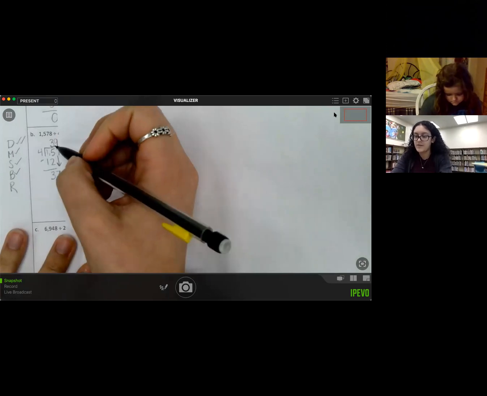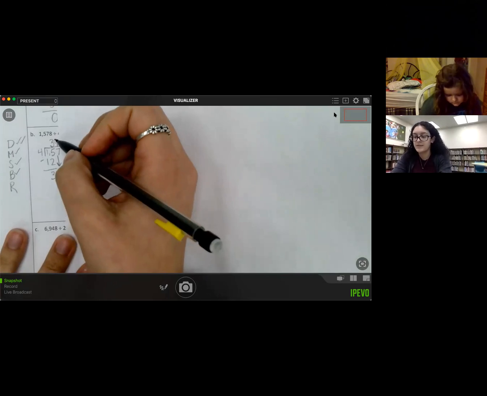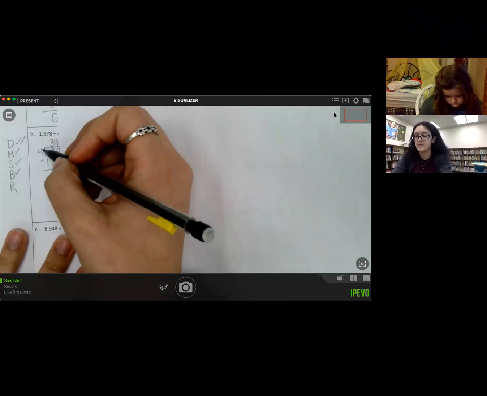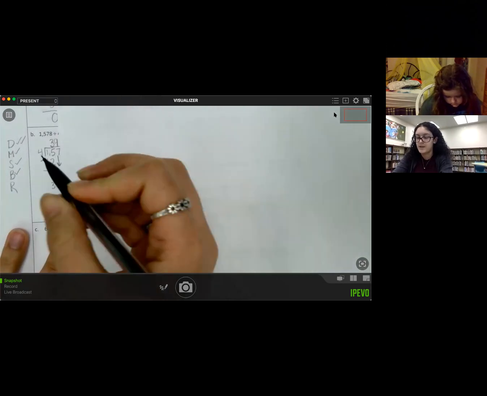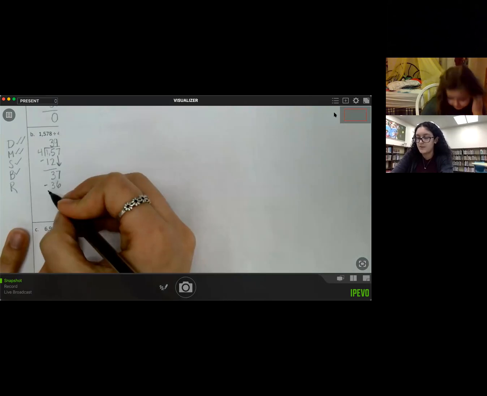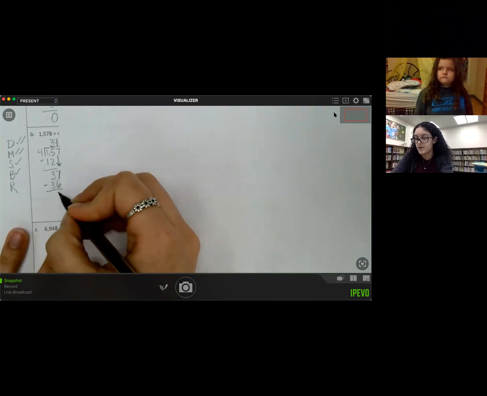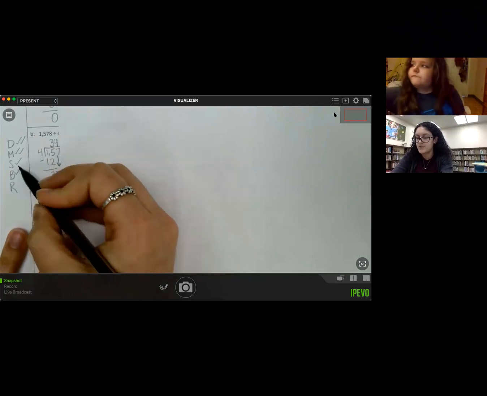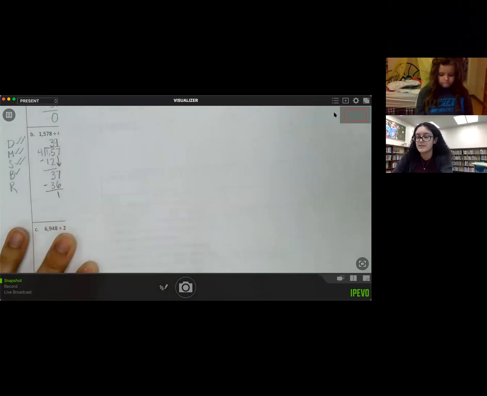Right, so we did our dividing step by writing our 9 on the top, and then now we need to multiply. So 9 times 4 is 36. Now we multiplied. What's next? Subtract. Right, now we subtract. And what are we left with when we subtract? 1.